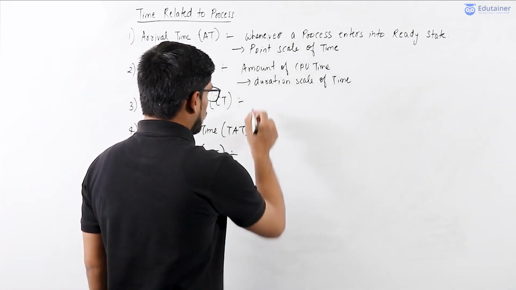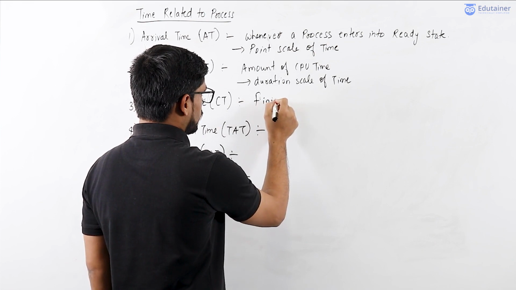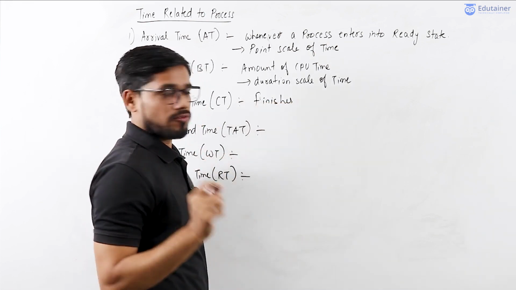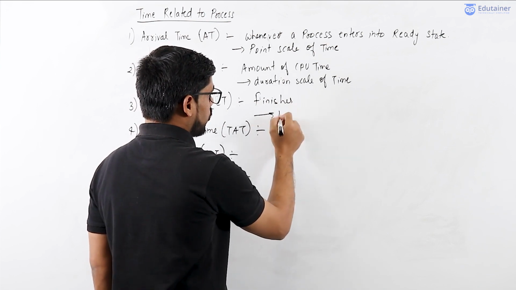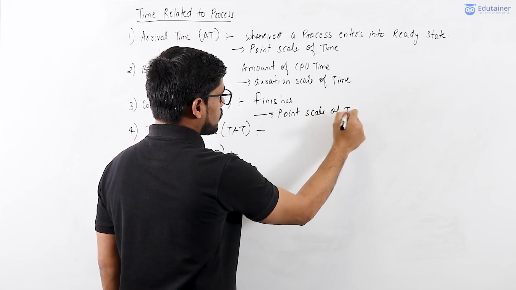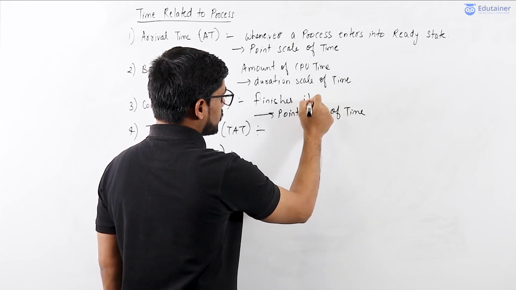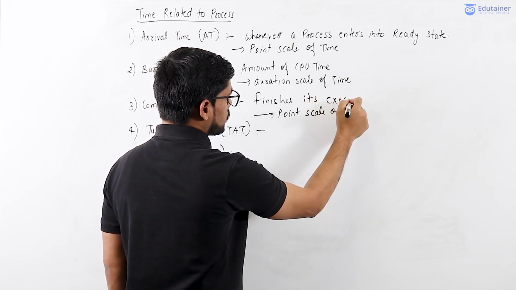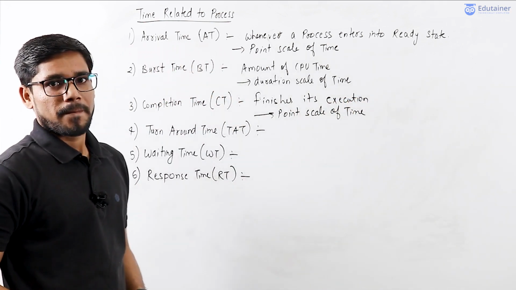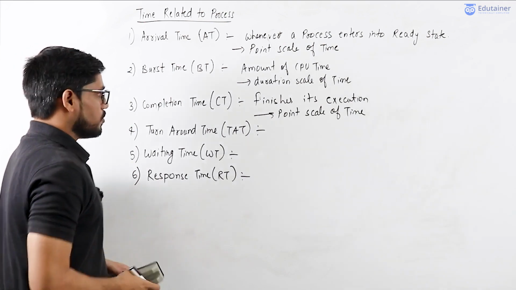Completion time means the process finishes its execution. So definitely the process finishes its execution at an exact time, and this time is again a point scale of time. The next one is turnaround time.